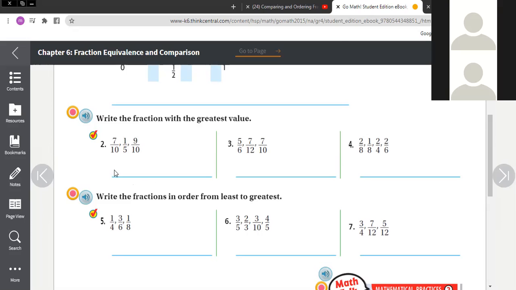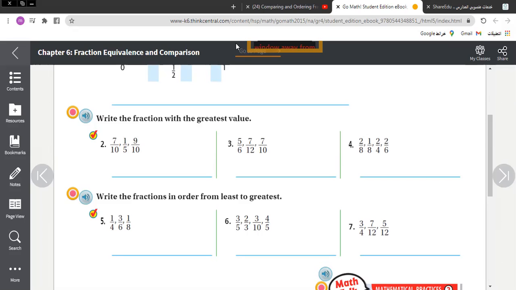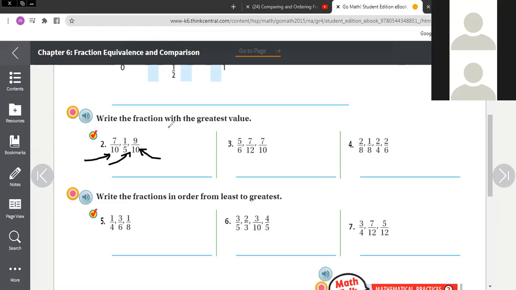Okay. Question 2. Write the fraction with the greatest value. What is the problem now? 7 over 10, 1 over 5, 9 over 10. What is the problem? Always the problem is the denominator. Are they of the same denominator? No. Only two are tenths, but we have 5. How can we convert 5 to be 10 like the others?